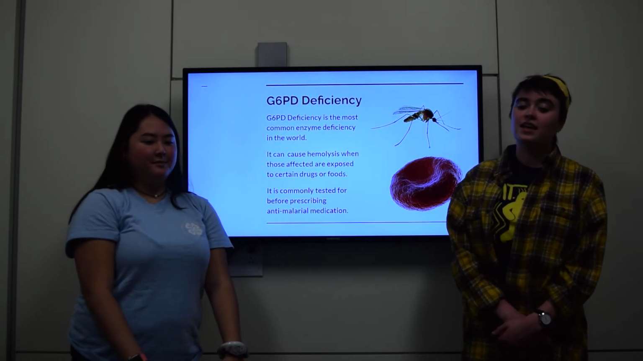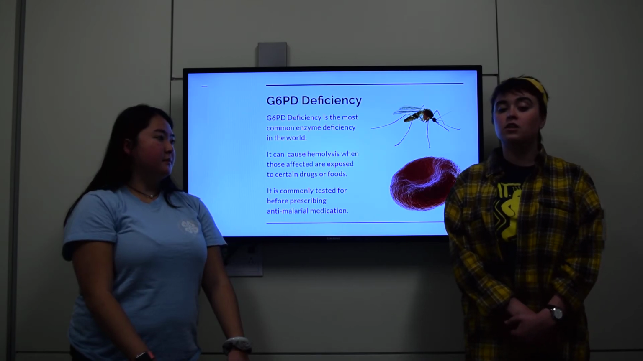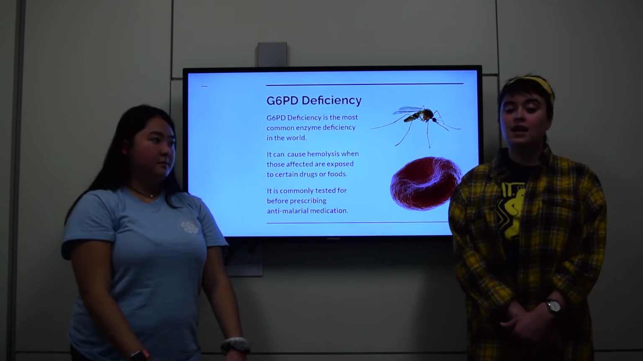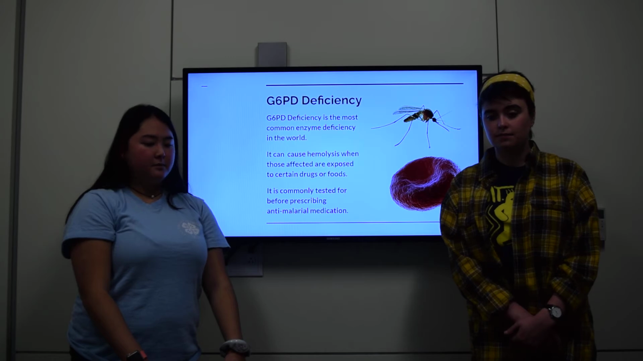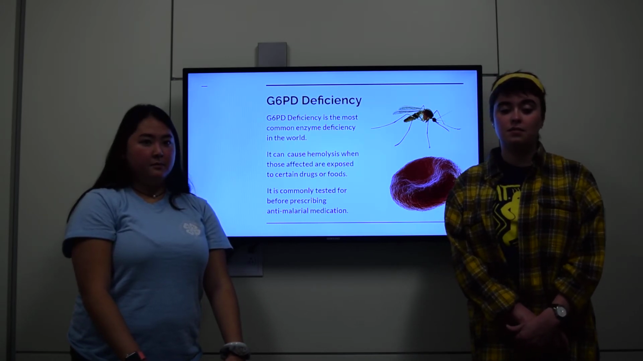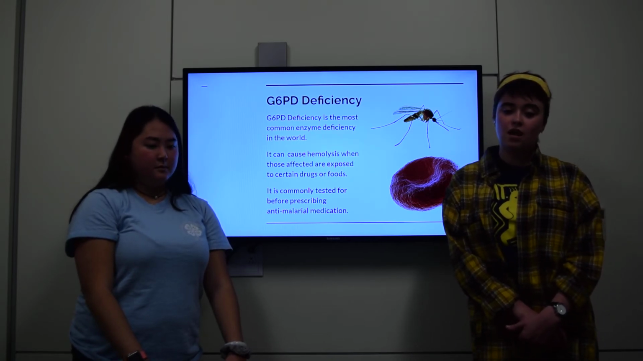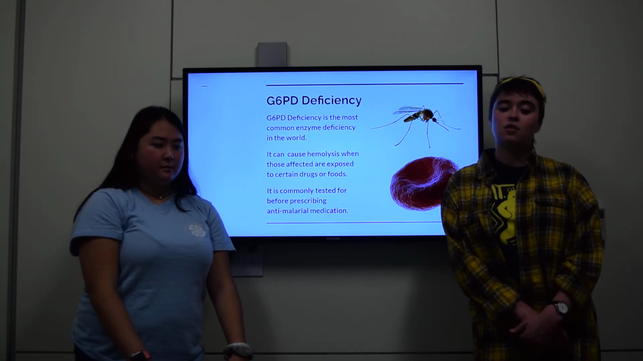G6PD deficiency is the most common enzyme deficiency in the world. It affects over 400 million people and 1 in 10 African American males in the US. This genetic mutation has a protective effect against the malaria parasite, explaining its prevalence. The phenotype is common in men as the gene lies on the X chromosome.